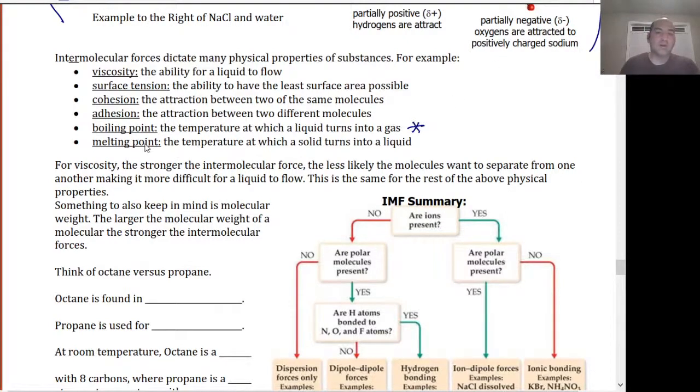Melting point also involves intermolecular forces, but it's a little bit trickier because it doesn't track exactly with the strength of the forces. The strongest forces don't always give you the highest melting points. But that's because there's other stuff involved there. We don't have to worry so much about that. But boiling point is the big one that we're going to talk about. All right.